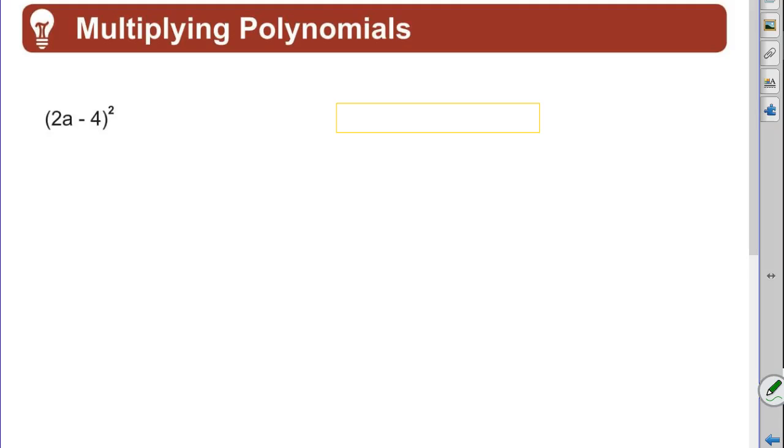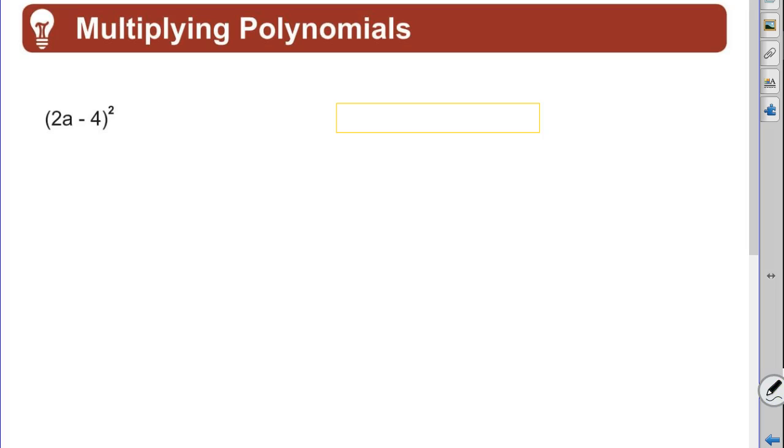All right, this is the quick review multiplying polynomials. And so be careful. A lot of students believe that you can distribute this squared to both terms. And that's a big mistake. There is a rule that allows you to do that, but that's when the base is a monomial. This base is a binomial. Whenever it's a binomial, trinomial, etc., you cannot do that.